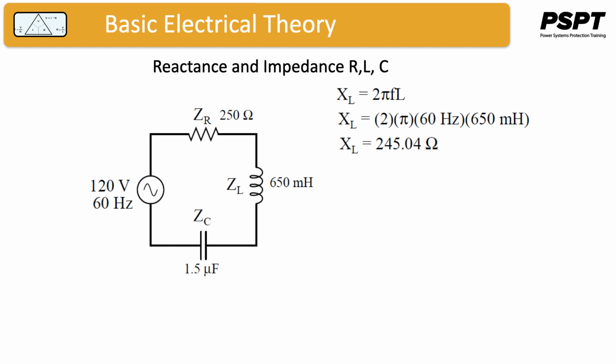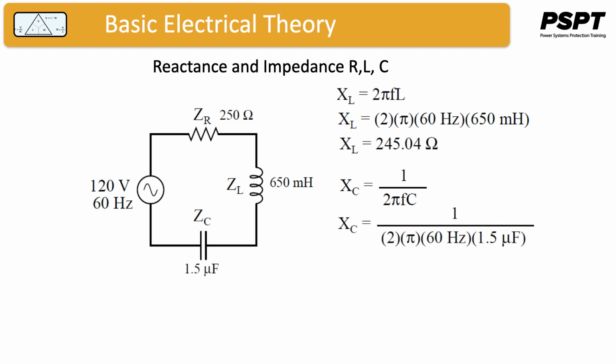245.04 ohms. For the capacitor, its reactance is given by 1 over 2 pi times the frequency times the capacitance in farads. Substituting actual values, we get 1 over 2 times pi times 60 hertz times 1.5 microfarads, which works out to 1.7684 k ohms. The next step is to express all the reactances and resistances in mathematical terms.